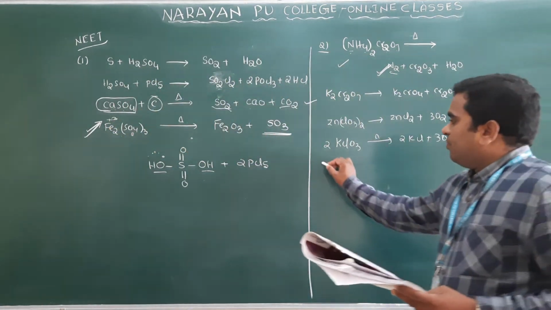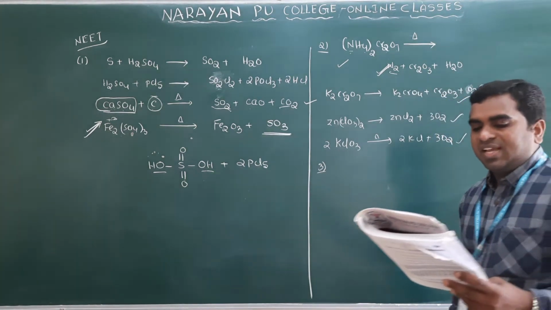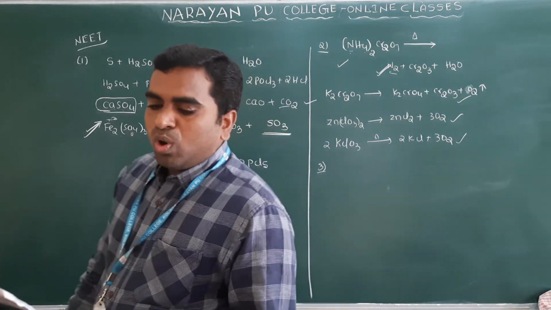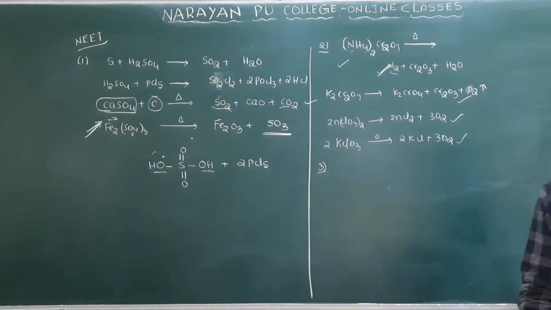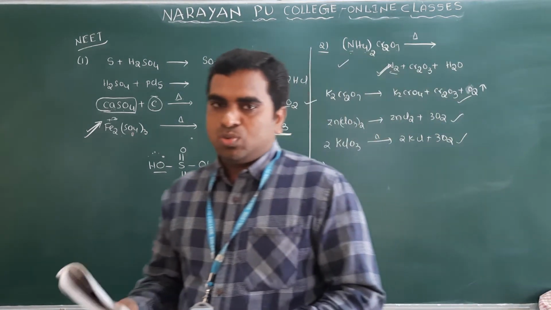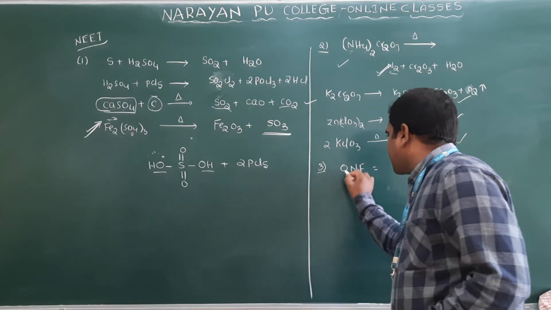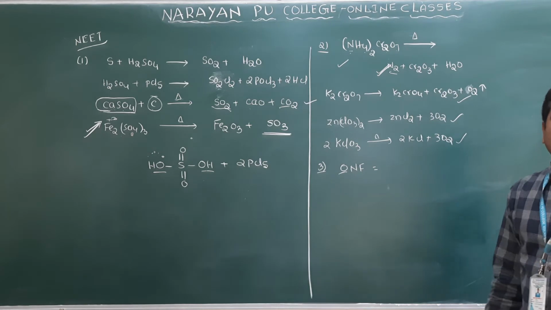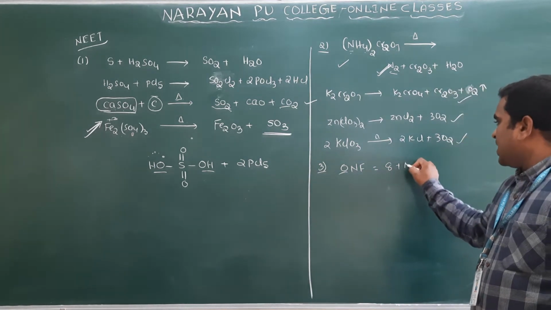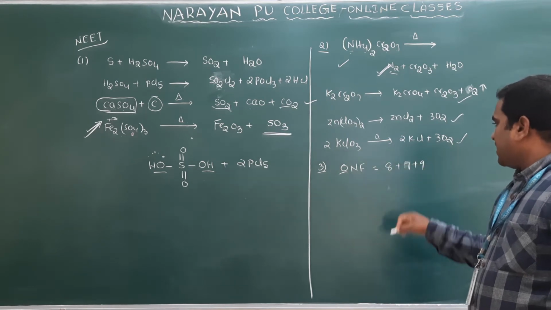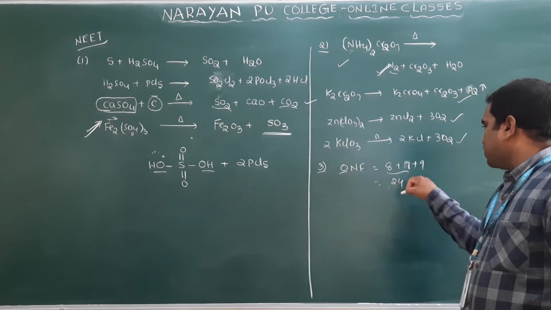Third question. Which of the statements given below is incorrect? ONF is isoelectronic with O2N. Isoelectronic means same number of electrons. If you take ONF, how many electrons are there? Oxygen atomic number is 8, so it will have 8 electrons. Nitrogen 7 and fluorine 9. So total: 8 plus 7, 15. 15 plus 9, 24 electrons are there.